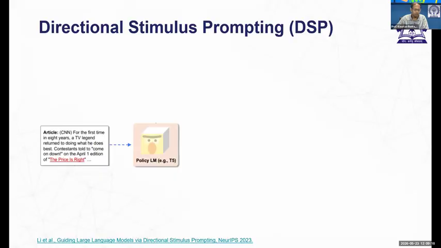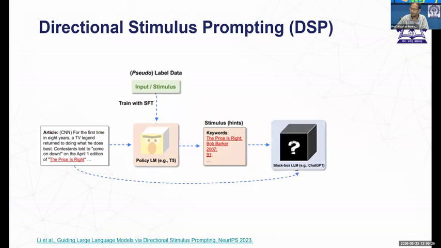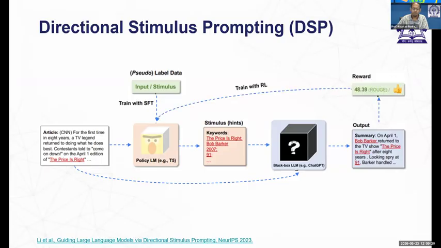Okay, fine. Now this is an article that you are passing to the policy LM. It generates the stimulus, and then you are passing it to the black box LLM. You are generating the output, and based on the reward, you are feeding it back to the policy LM. So this is a feedback loop that helps to improve the policy LM, and accordingly the policy LM will generate better keywords that help the LLM to produce a better summary or better output.